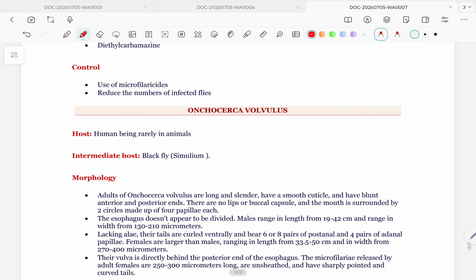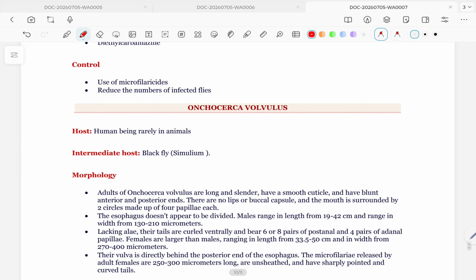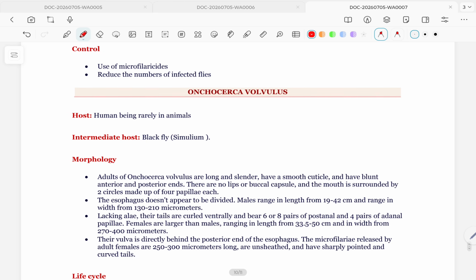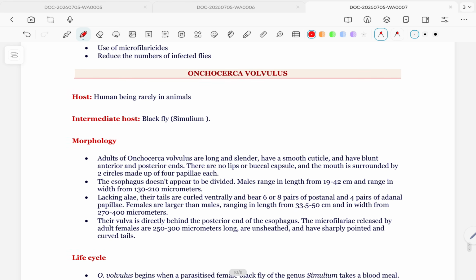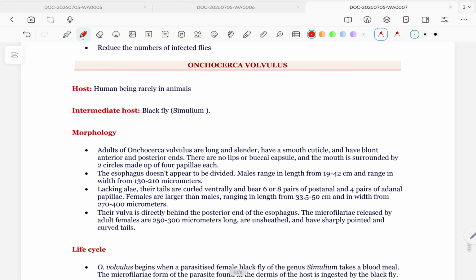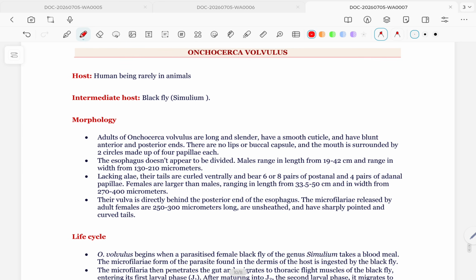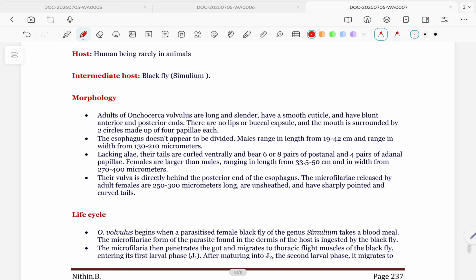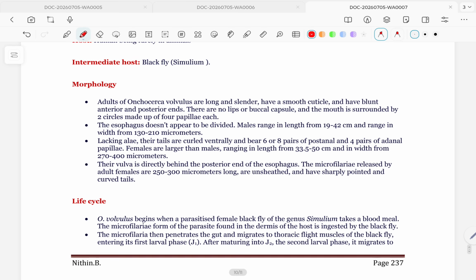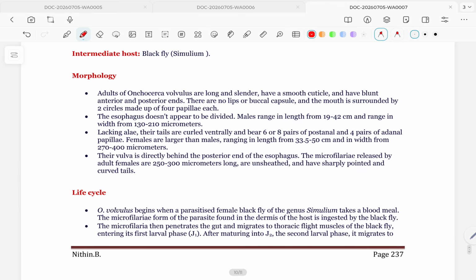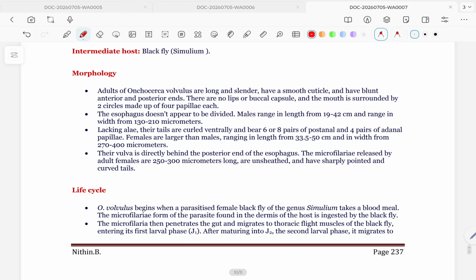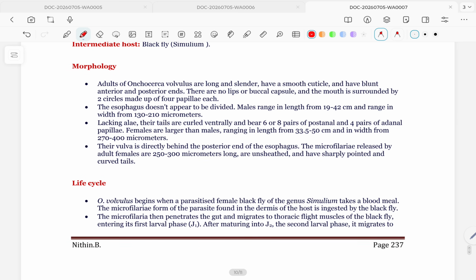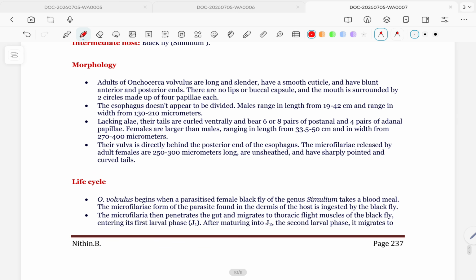Onchocerca volvulus, host human being, rarely animals. Intermediate host black fly, Simulium. Morphology: adults of Onchocerca volvulus are long and slender, have a smooth cuticle and have blunt anterior and posterior ends. There is no lip or buccal capsule, and the mouth is surrounded by two circles made up of papillae. The esophagus does not appear to be divided.